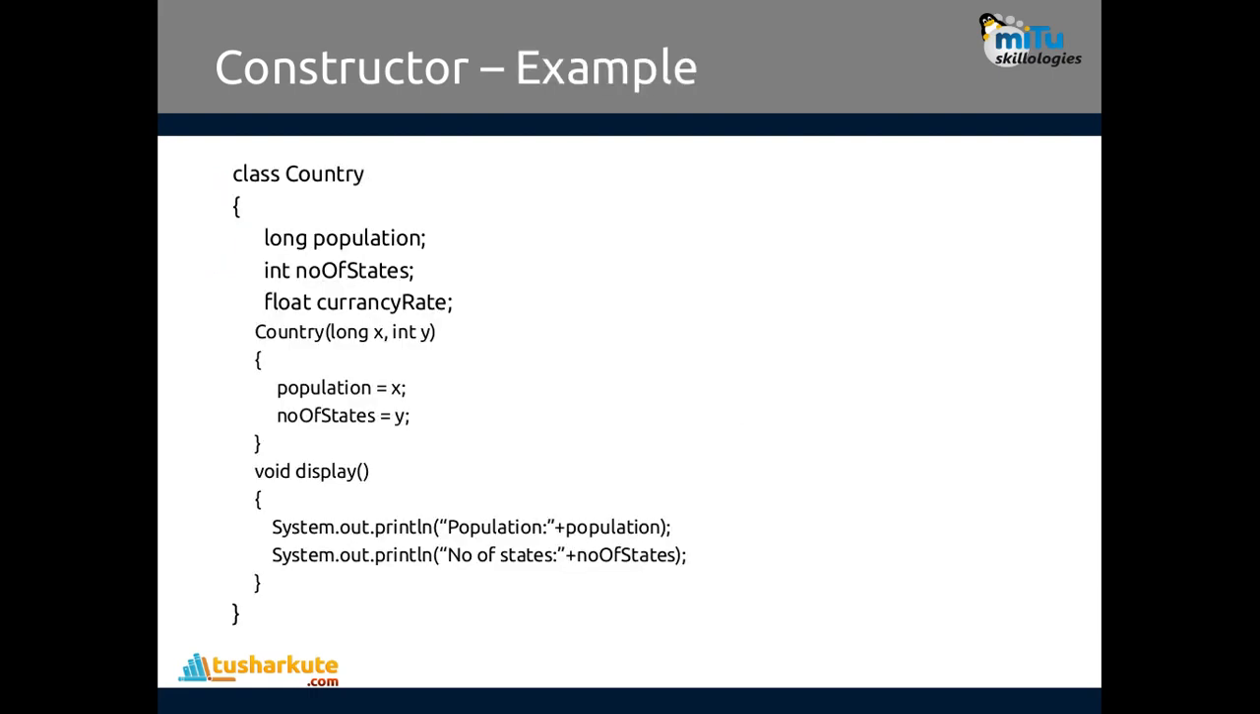Now how to do this? Let's take the same example which you used in country. See, here these are the variables written, and now this is how the constructors are created. This is a constructor, a special member function whose name and class name are the same. Here I have given long x and int y. Whatever x and y I am passing as parameters will be assigned to the population and to the number of states for the respective object, and this is the display method which I am using here.